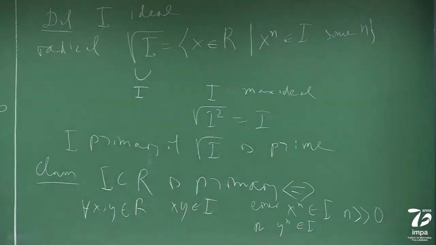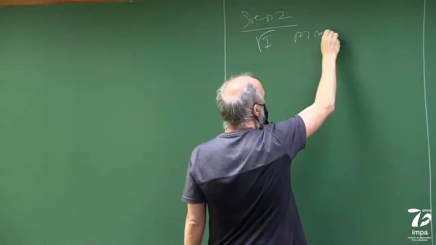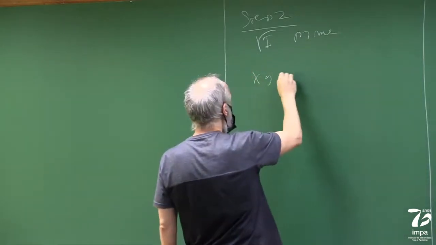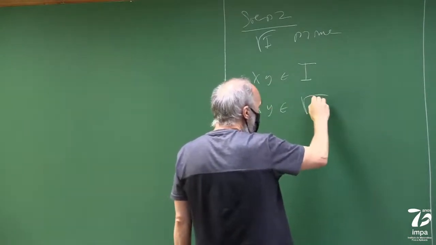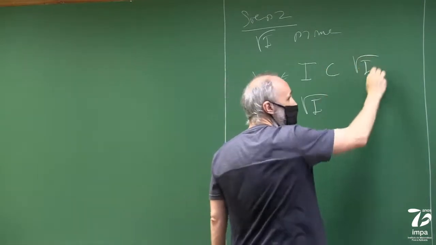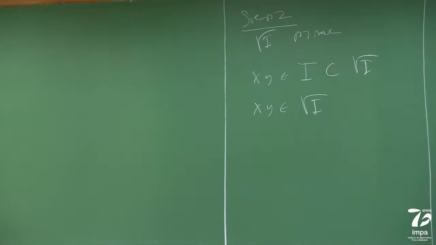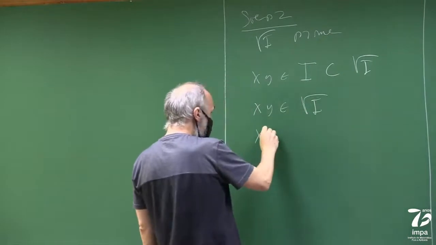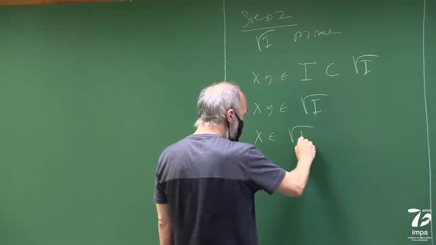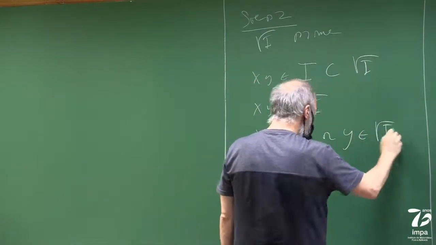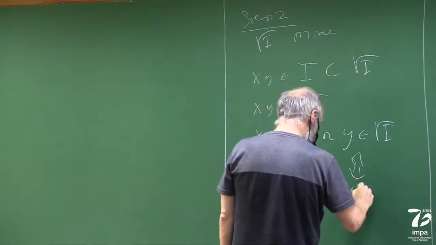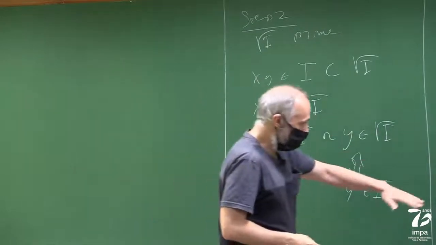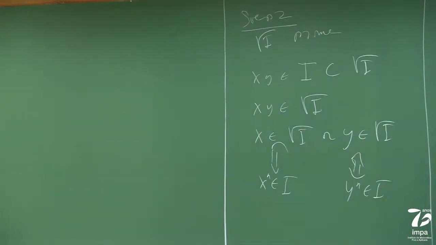Okay, so the converse direction. Step 2. Suppose that the radical is prime. And we have xy belongs to I. Then xy belongs to the radical because I is contained in the radical by definition. And it is prime, so this means that x belongs to the radical or y belongs to the radical, and this is precisely equivalent to x^n belongs to I, or y^n belongs to I. So this direction is even easier, you don't need to increase the power. Clear? Good.